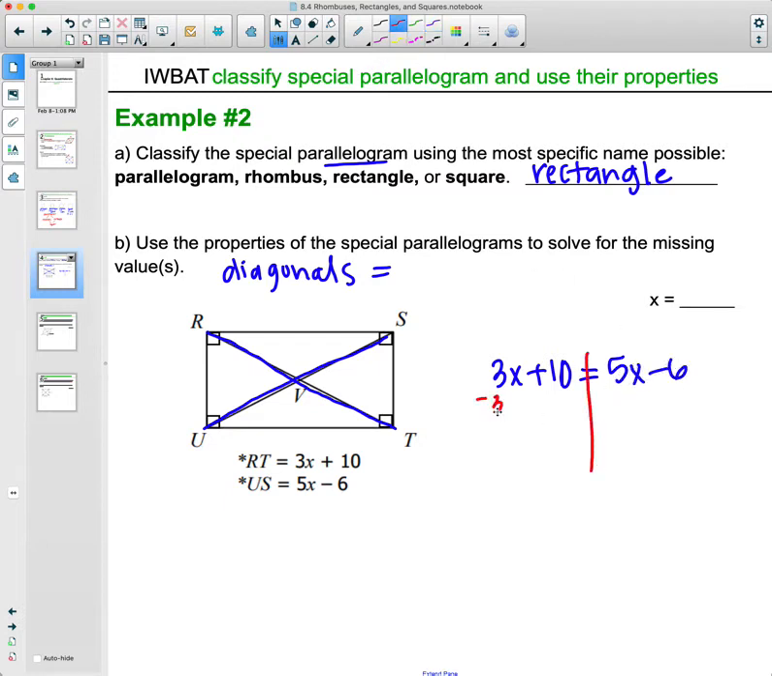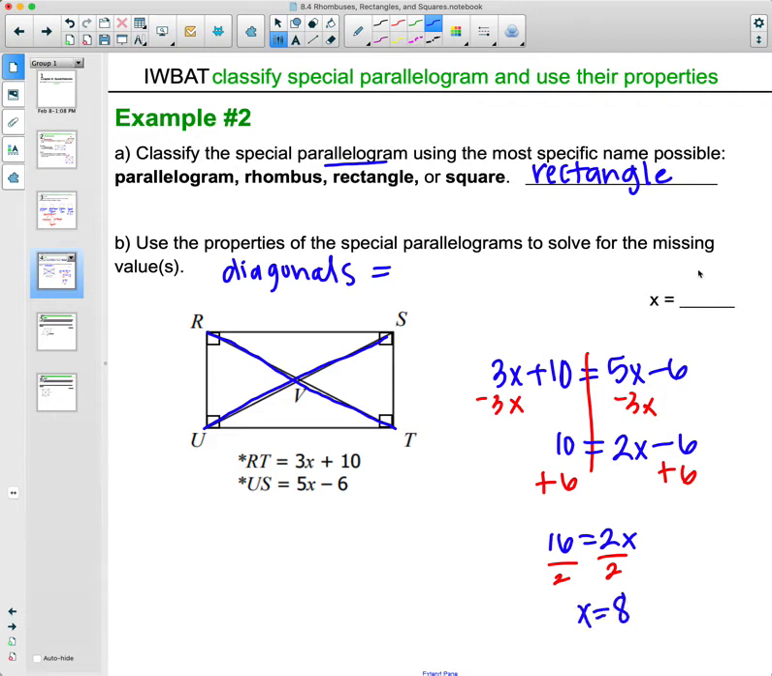So I'm going to get the x's together first by subtracting 3x from both sides. So 10 equals 2x minus 6. Bring this 6 over to both sides. So we'll get 16 equals 2x. Divide by 2. And we get x equals 8.